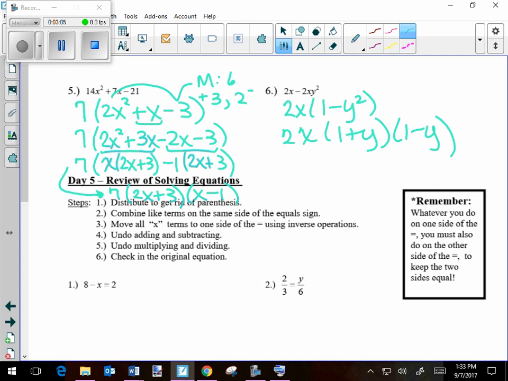I did GCF factoring on both of them. And then from those 2, what can I take out of both of those? A 2x plus 3. What's left? x and x minus 1. In question 6, I took out a 2x and then I did a DOTS factoring from there. 1 minus y squared can be factored according to DOTS.